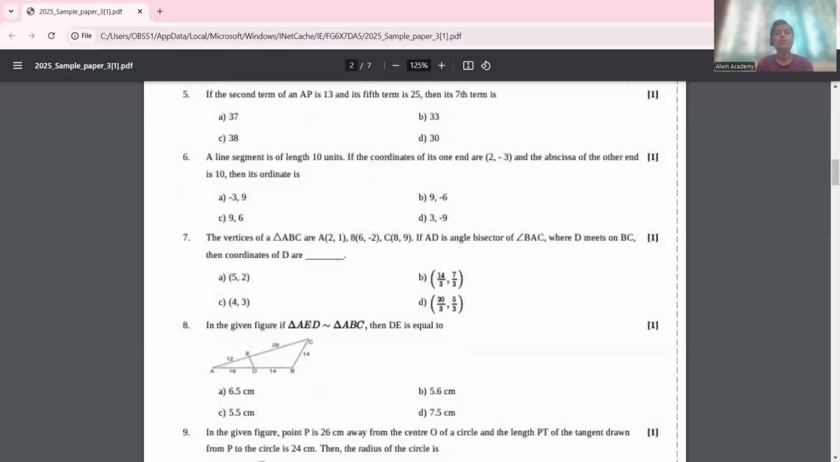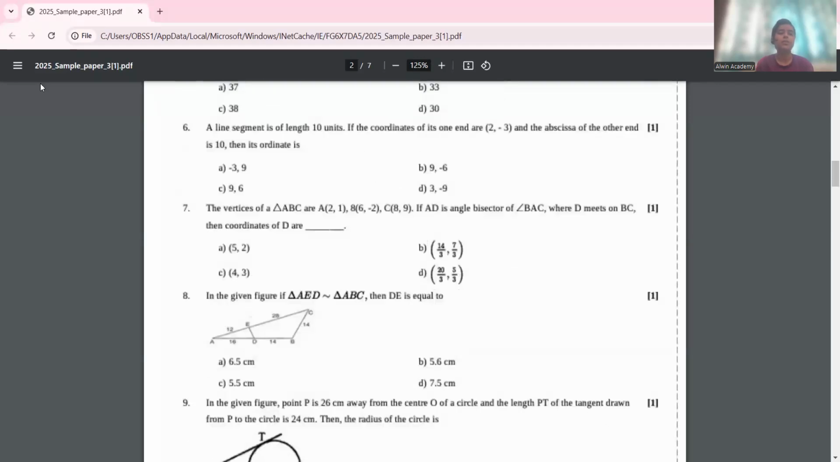A line segment is of length 10 units if the coordinates of one of its endpoints are this and the abscissa of the other is this. So we have to find the ordinate, or the y coordinate, of the other point. We can apply the distance formula here. So it would give us 10 equals the square root of (x1 minus x2), that's minus 8 squared, or 8 squared, which is 64, plus (minus 3 minus y) whole squared. Now here I can square both sides, so we would get 100, and then transposing 64 to this side, 100 minus 64 is equal to (minus 3 minus y) whole squared.